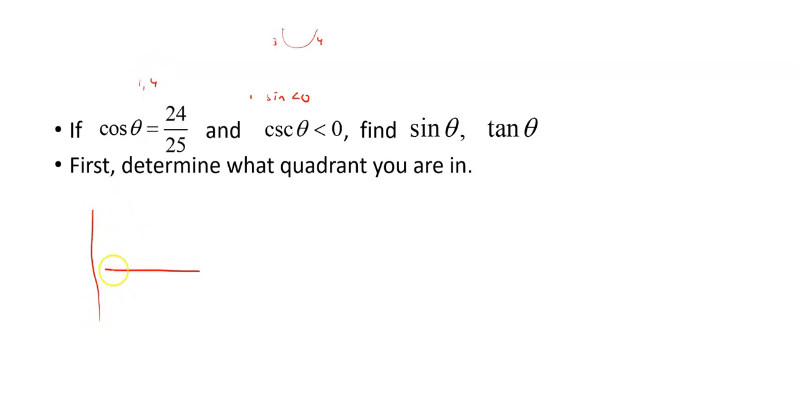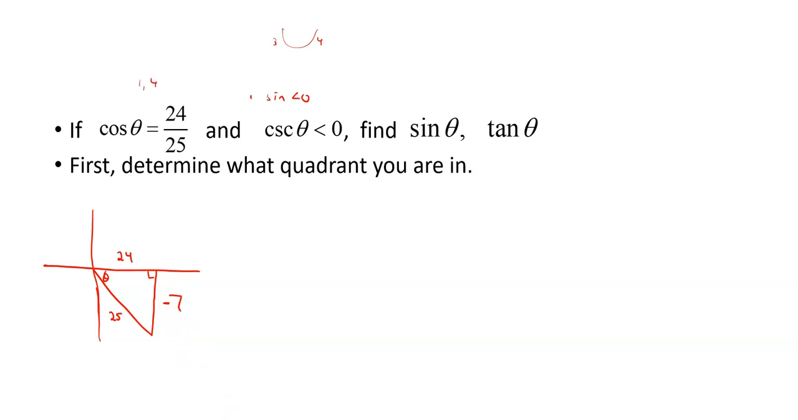Cosine is adjacent over hypotenuse. So if I define my angle to be over there, adjacent is 24, hypotenuse is 25. If I use the Pythagorean theorem to find the third side, it is going to be 7. Again, this is one of those Pythagorean triples, 7, 24, 25. The only thing I'm going to make a note of here is that 7 is negative.